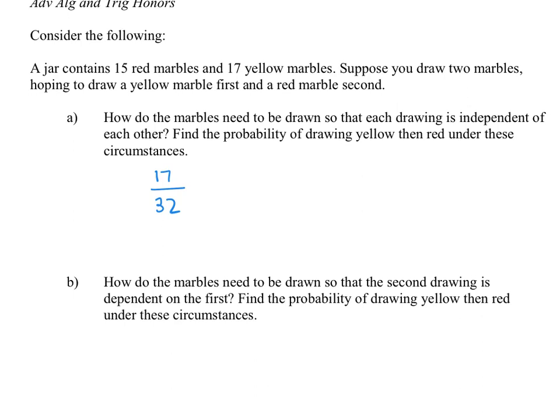Then you put the marble back. The second marble that you draw, you're trying to draw red. There are still 32 marbles in the bag because you have put the first one back, and 15 of them are red. So the probability of drawing yellow then red is 17 over 32 times 15 over 32. Now, I'm not going to simplify that because we don't need to.